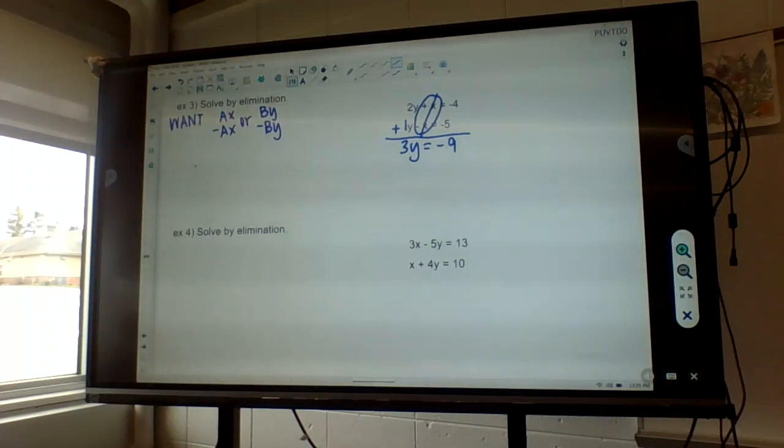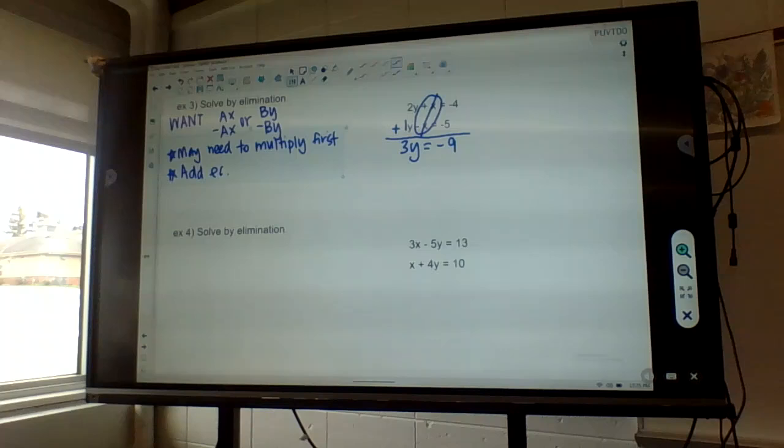I'm going to write a little bit more as we go through this. Okay, so what I wrote was we may need to multiply first. We'll talk about that in the next problem. And we want to add the equations to eliminate something.